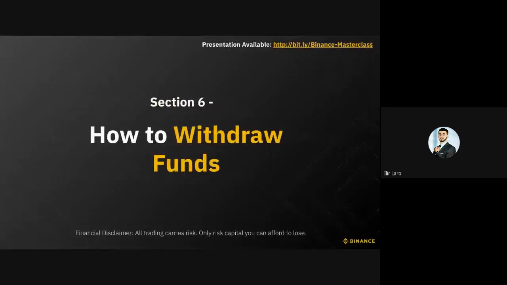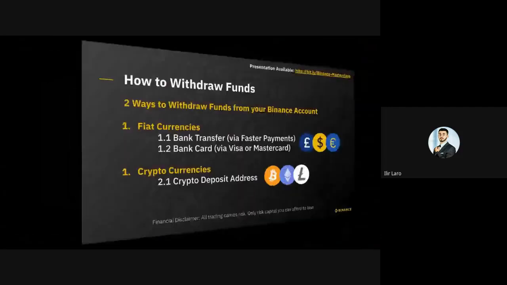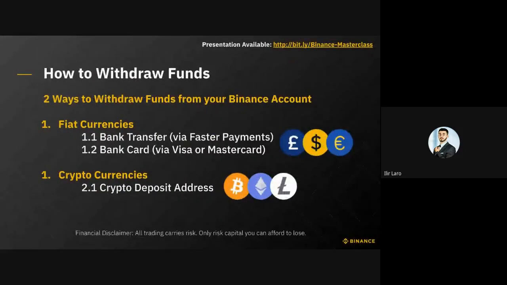Now moving on to the last section, which is how to withdraw funds. This is the last part of this masterclass. Essentially, similar to how you deposit, there are two main ways to withdraw funds from your Binance account. There's the fiat currency withdrawal and there's the cryptocurrency withdrawal. Similar to the deposit, you have the same methods to withdraw as well.